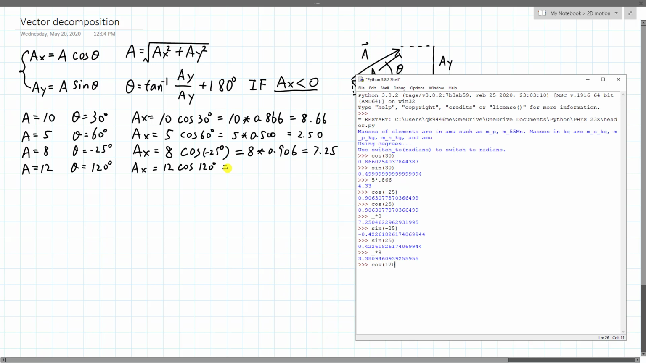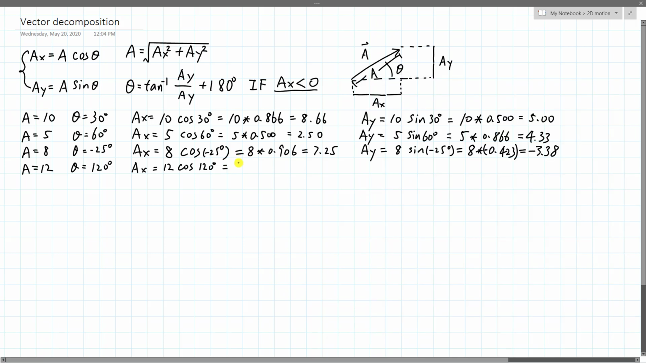Okay, so let's do that. Cosine 120 degrees. Since this is the second quadrant, right? You go over the 90 degrees, the second quadrant. We should expect a negative x component. Okay, minus 0.5. That is going to give you an x that is negative, right? So 12 times minus 0.5. So this is minus 6.